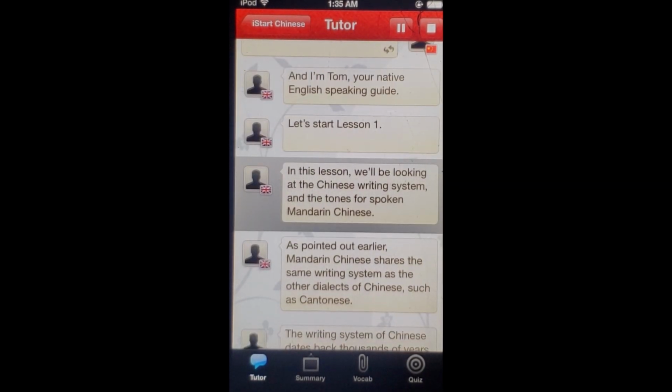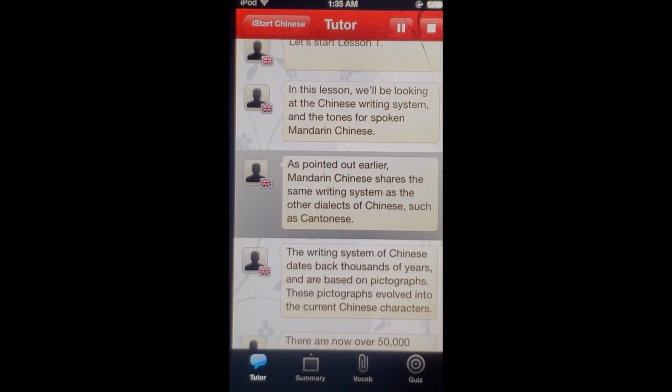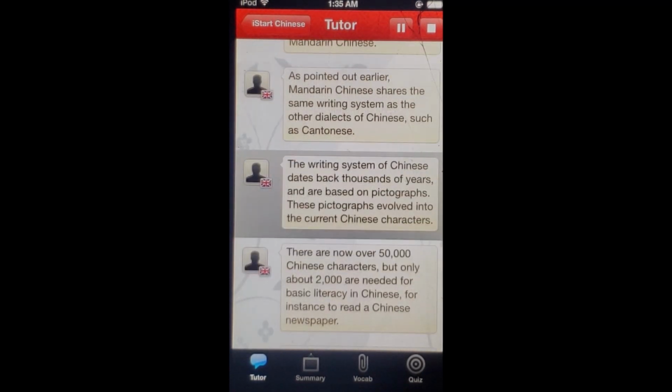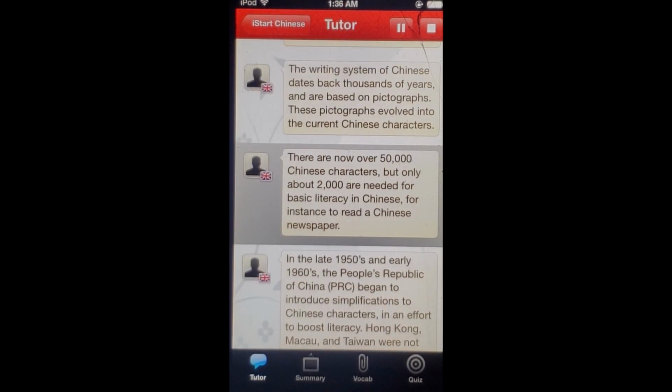In this lesson, we'll be looking at the Chinese writing system and the tones for spoken Mandarin Chinese. As pointed out earlier, Mandarin Chinese shares the same writing system as the other dialects of Chinese, such as Cantonese. The writing system of Chinese dates back thousands of years and is based on pictographs. These pictographs evolved into the current Chinese characters. There are now over 50,000 Chinese characters, but only about 2,000 are needed for basic literacy in Chinese, for instance to read a Chinese newspaper.